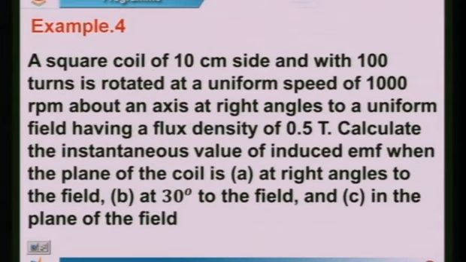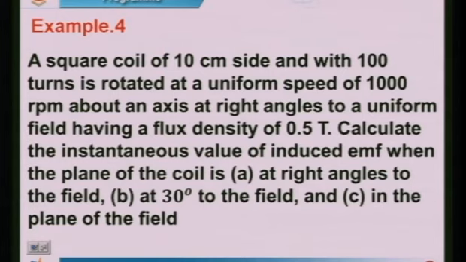A square coil of 10 centimeter side with 100 turns is rotated at a uniform speed of 1000 rpm about an axis at right angles to a uniform field having a flux density of 0.5 Tesla. Calculate the instantaneous value of the induced EMF when the plane of the coil is (a) at right angles to the field, (b) at 30 degrees to the field, and (c) in the plane of the field.